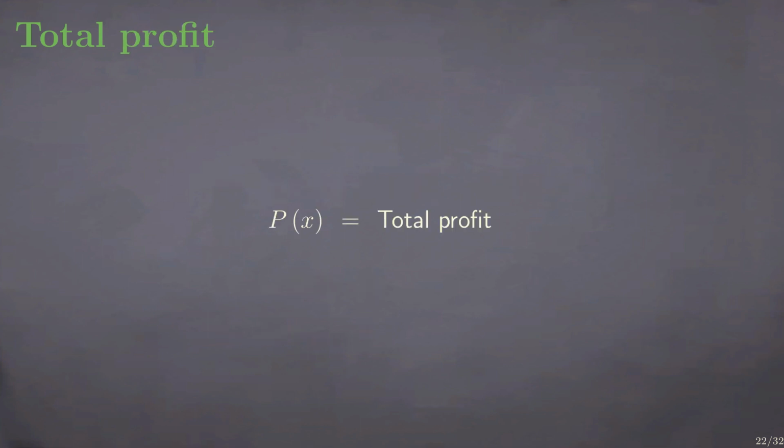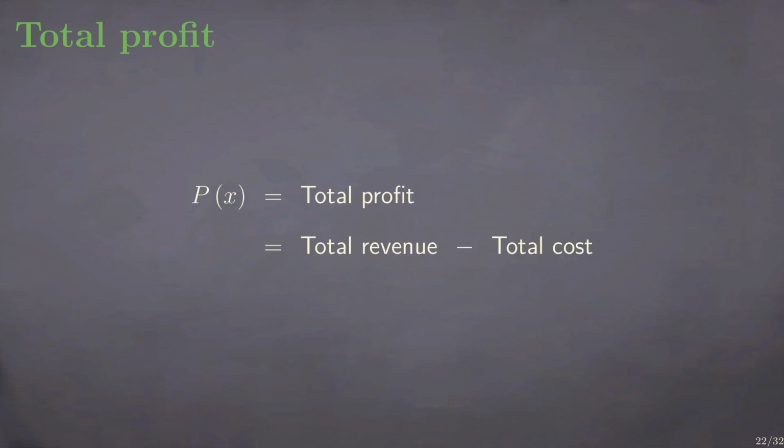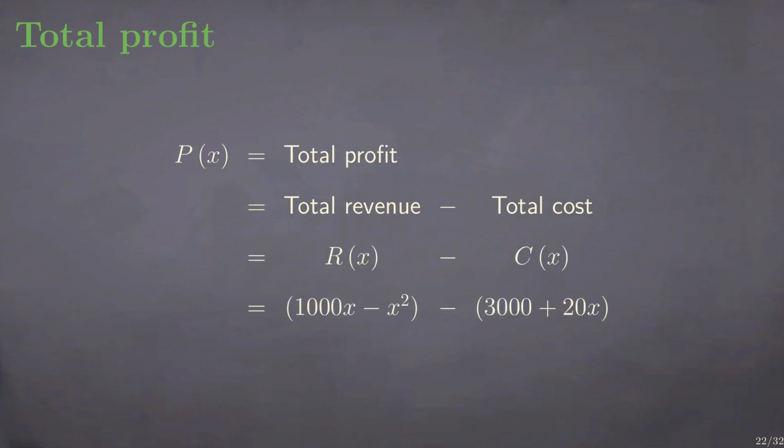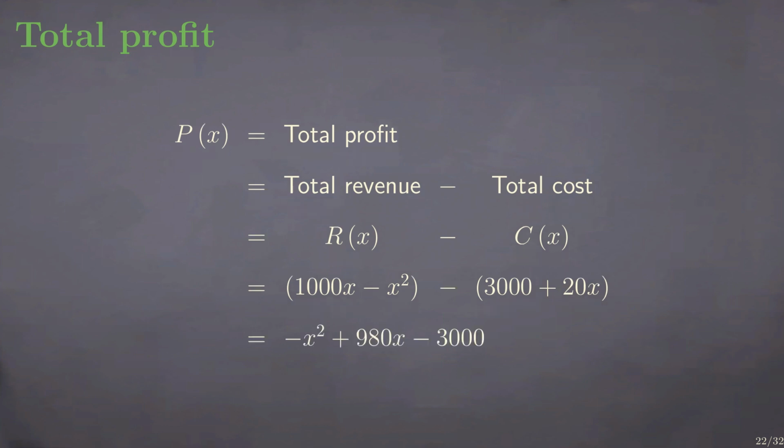Now for the total profit, we know that the profit is actually the difference between the total revenue and the total cost. And because you already know the function for total revenue and the function for total cost, you can easily get the total profit. In this case it is minus x squared plus 980x minus 3000. Okay, so we are done with the task of finding the total profit function.